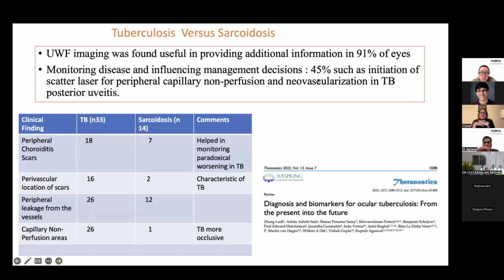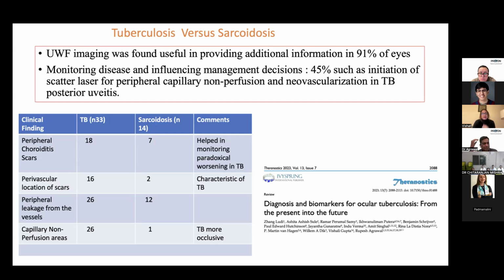There have been publications on ultrawide field comparing TB versus sarcoid, and ultrawide field imaging was found to provide additional information in 91% of the eyes, monitoring disease, influencing the management decisions in 45%, such as initiation of scatter laser for the periphery capillary non-perfusion and new vascularization in TB posterior uveitis. You get it from ultra-wide field imaging.